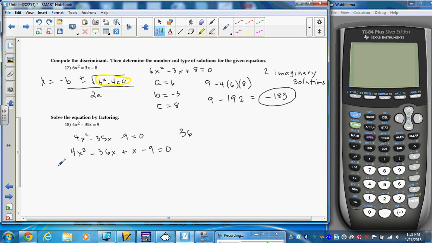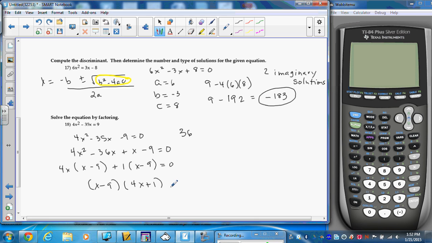So I'm going to factor this. Common factor is 4x. So 4x times x minus 9 gives me these two terms. And 1 times x minus 9 gives me these two terms. So I have a common factor of x minus 9, and what's left is 4x plus 1. So when I multiply these two back together, I will get 4x squared minus 35x minus 9. And if I move the 9 to the other side, I will get what I started with.